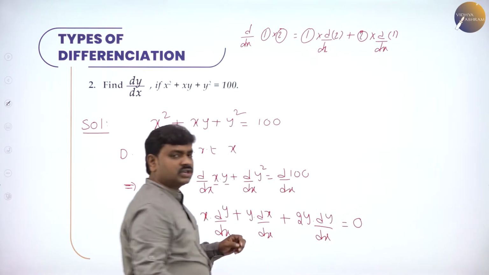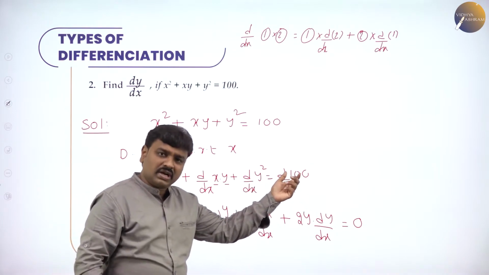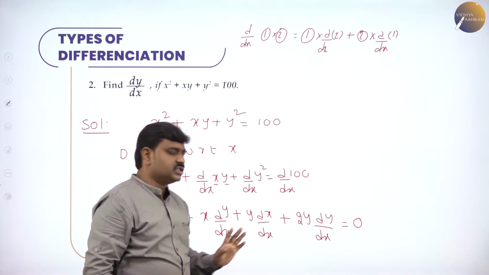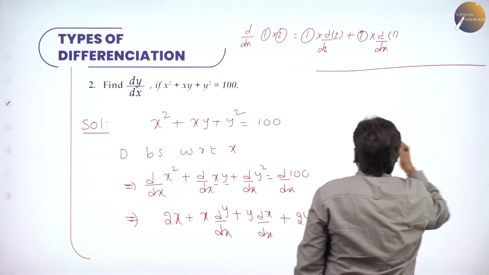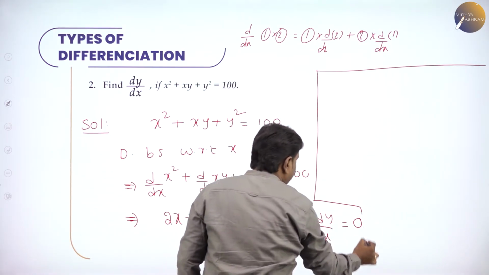D by dx of 100 is what? 0. You know 100 is a number. All numbers are constants. Differentiation of a constant is 0. Now further simplify this. So further we'll simplify this.